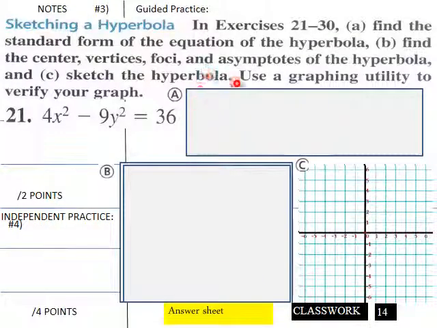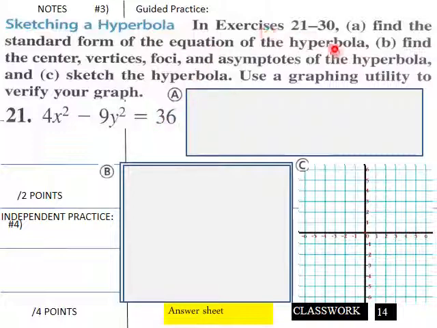Okay, let's try one. Students, find the standard form of the equation of our hyperbola here. Then B, find the center, vertices, foci, and asymptotes of the hyperbola. And C, sketch the hyperbola. I'm going to do the A as our guided example, and B and C are on you, students, to do on your own in class.